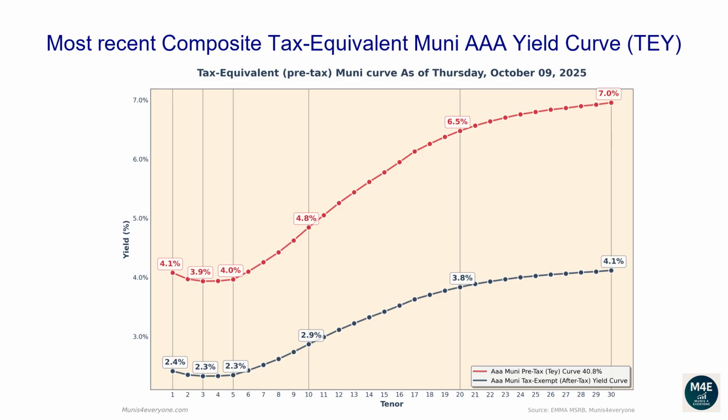The one-year tax-exempt yield is 2.41%, corresponding to a 4.07% tax-equivalent yield for investors in the top tax bracket. The two-year tax-equivalent yield is 3.97%. The 5-year tax-equivalent yield is 3.96%. The 10-year tax-equivalent yield is 4.85%. The 20-year tax-equivalent yield is 6.48%. The 30-year tax-equivalent yield is 6.96%.